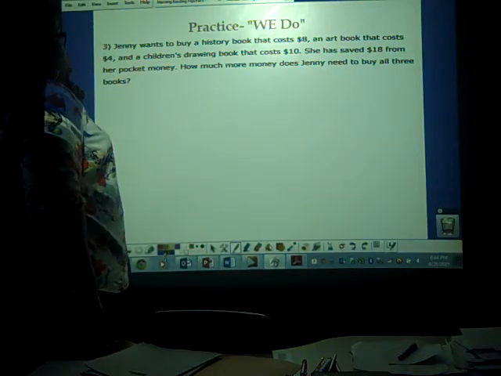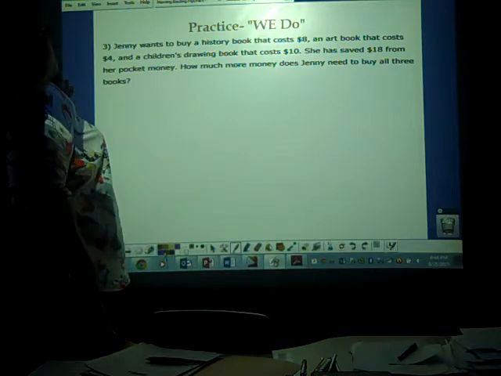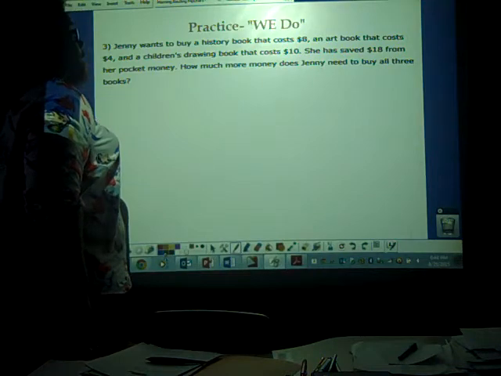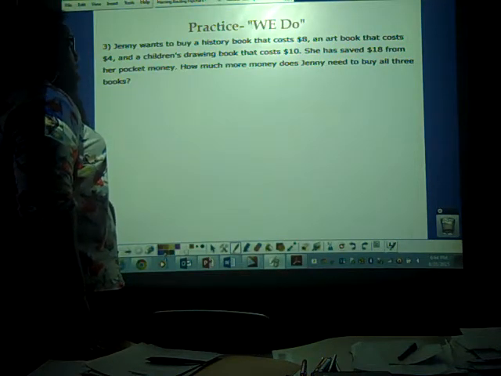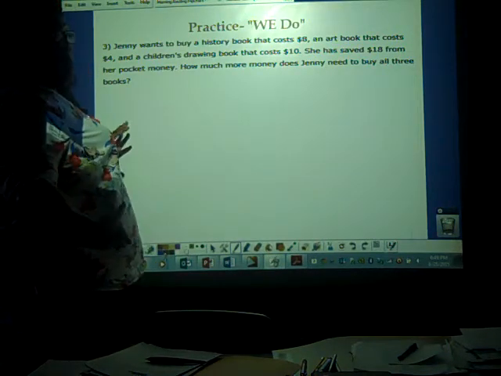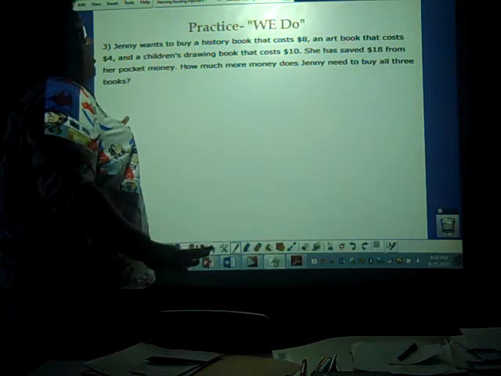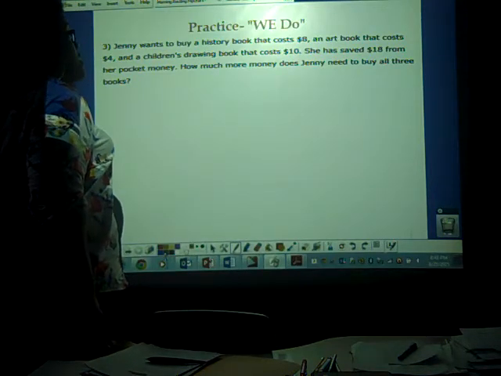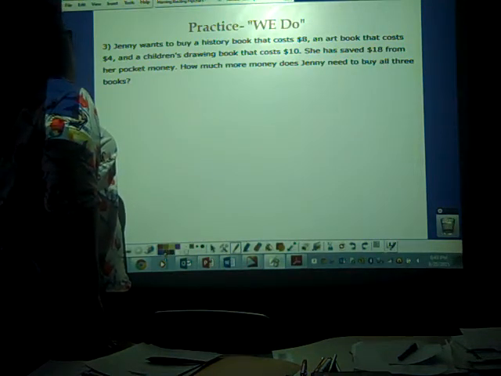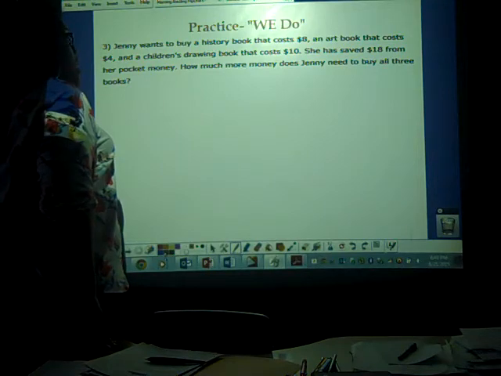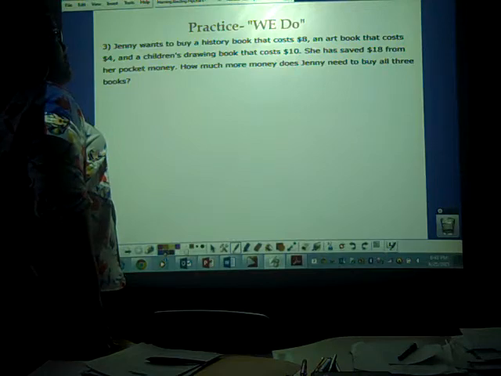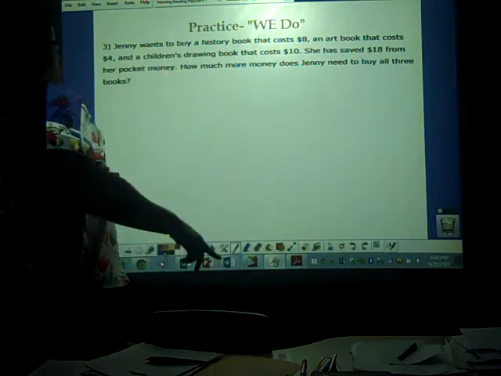Jenny wants to buy a history book that costs $8, an art book that costs $4, and a children's book that costs $10. She must have been in Barnes & Noble or Books A Million. I don't know, but she was having a good time looking at those books. She has saved $18 from her pocket money. How much more money does Jenny need to buy all 3 books?